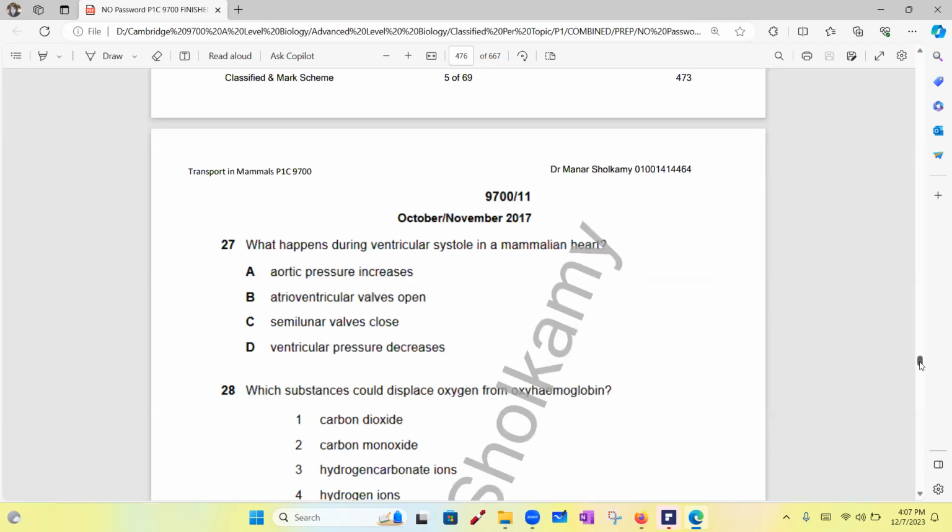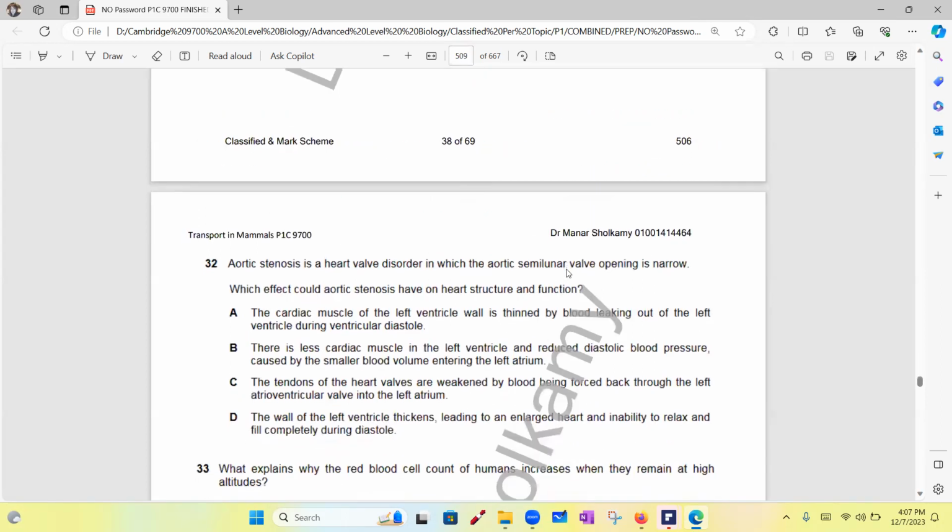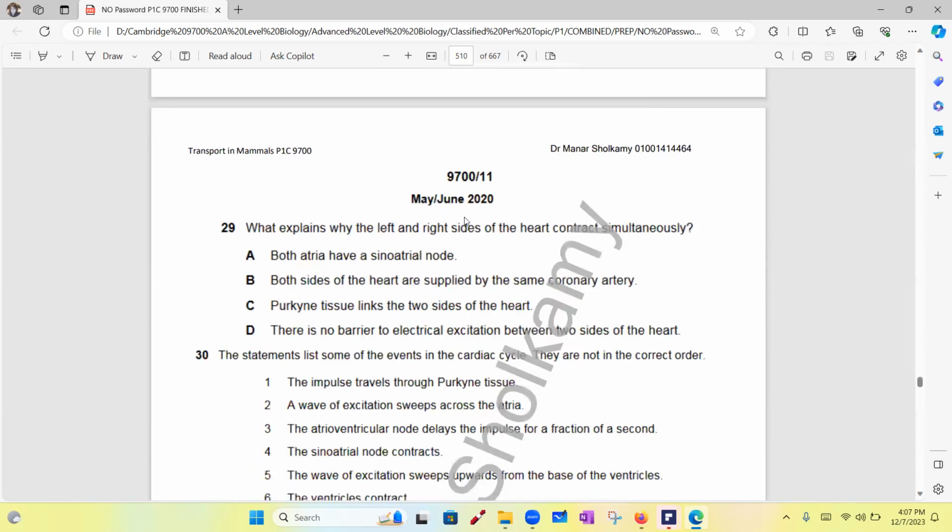So let's solve from 2020, June 2020. June 2020 is on page 508. So let's go to page 508. Yes, this is June 2020. If we solve together June 2020 and June 2021, that is 2 years in 3 exams. That's a total of 6 exams. Okay, so let's look at the first question.